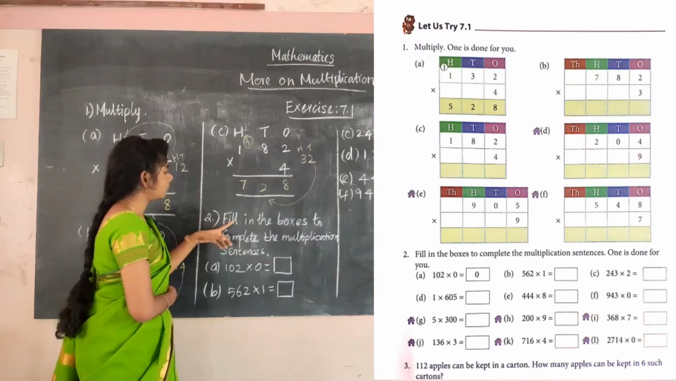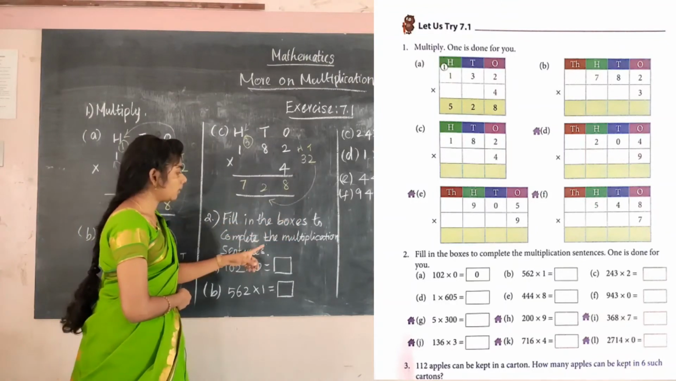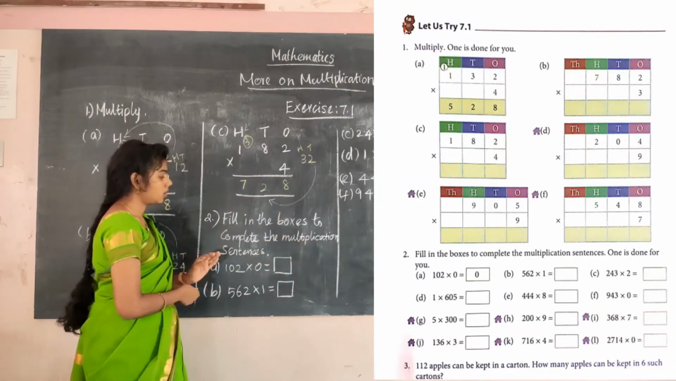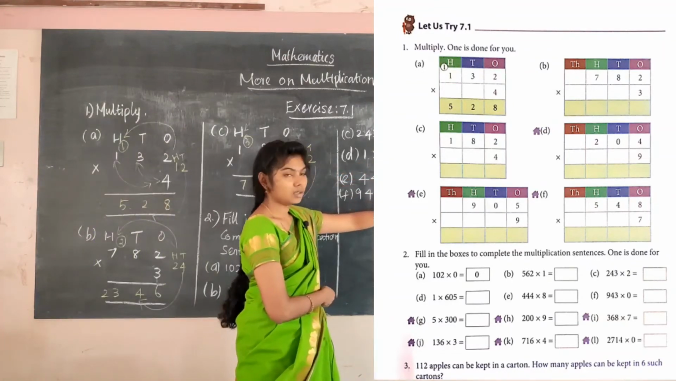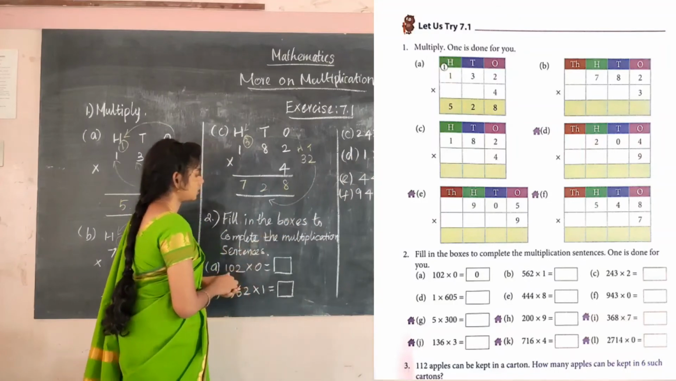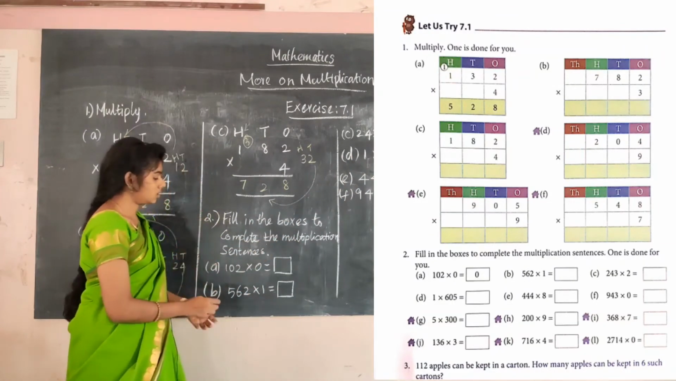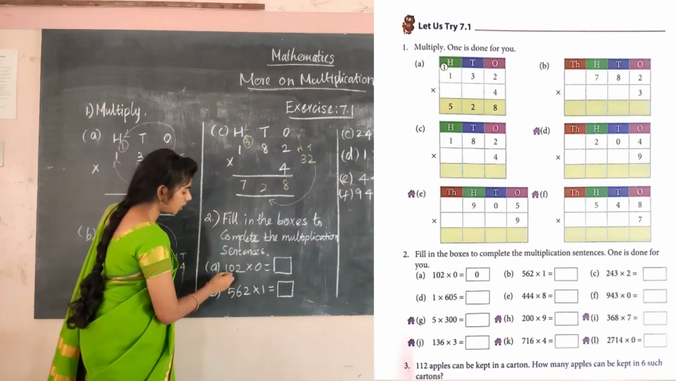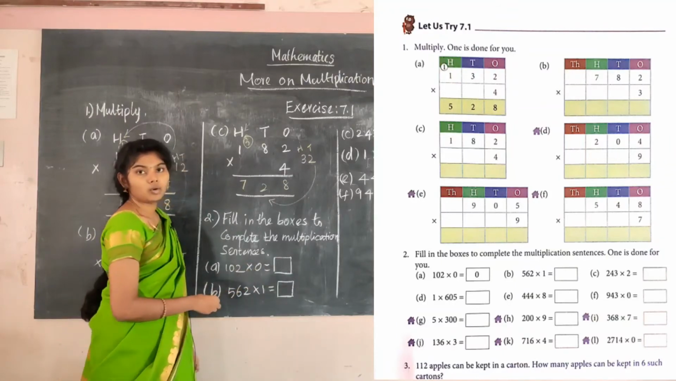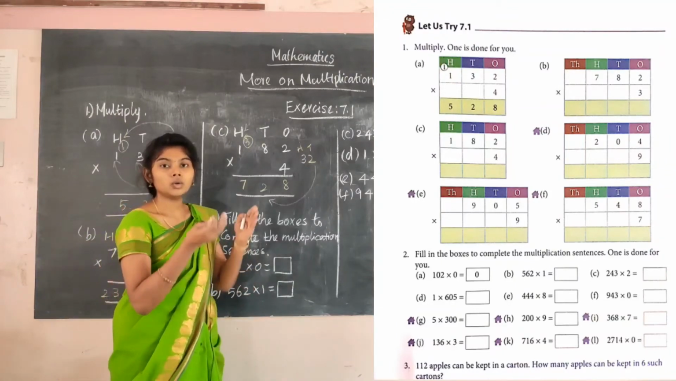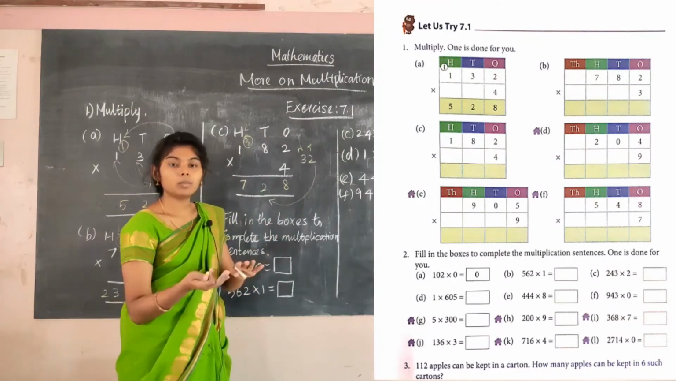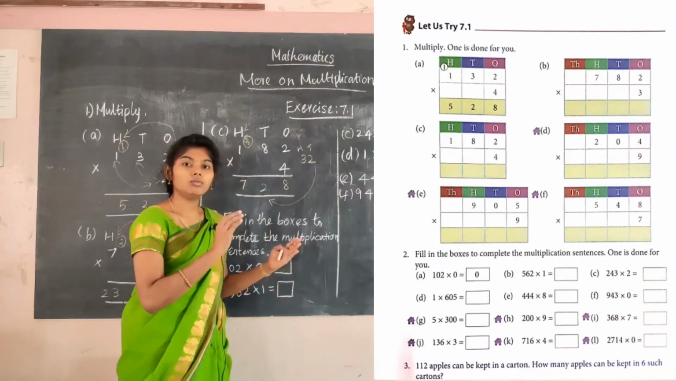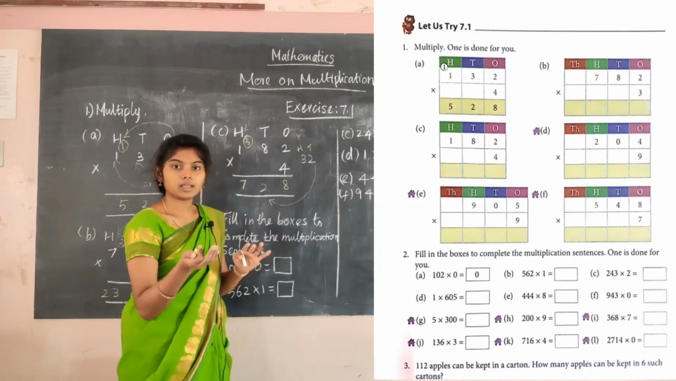And the second one: fill in the boxes to complete the multiplication sentence. So you are going to fill the boxes given here by using the multiplication sentence. Complete the multiplication sentence given here. Here see the first one, 102 into 0. While we are multiplying 0 with any number, you will get the answer as 0. While we are multiplying 1 with any number, you will get that number only as the answer.